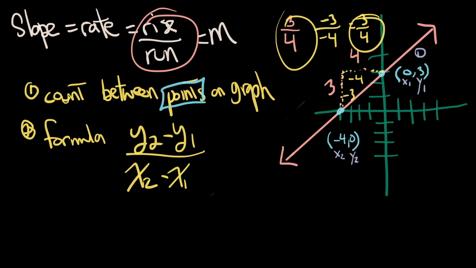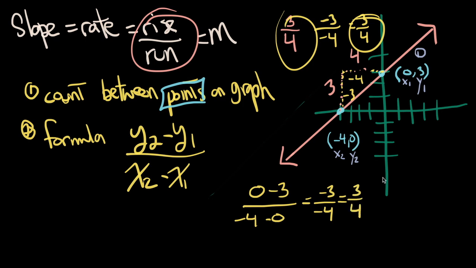Let's use the formula. So it was y2 minus y1. So that's 0 minus 3 over negative 4 minus 0. So again, you're going to get this double negative right now, right? Negative 3 over negative 4, which is just 3/4.